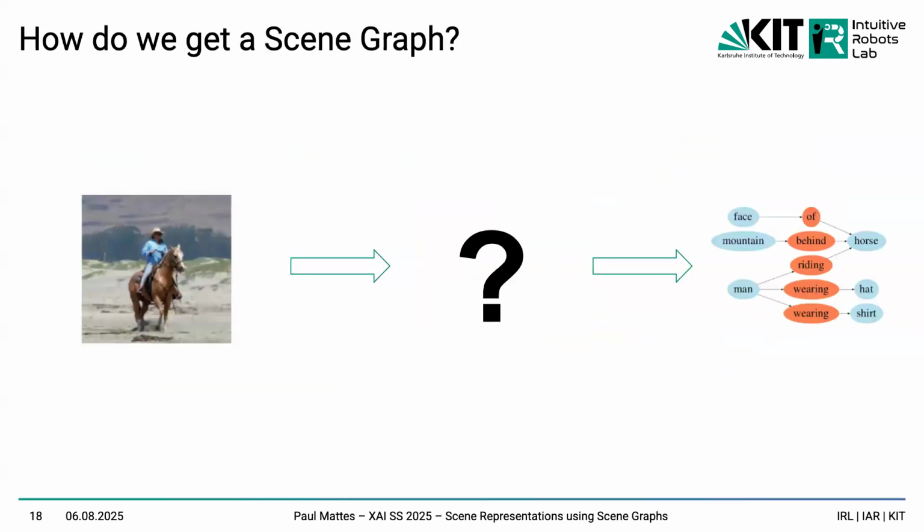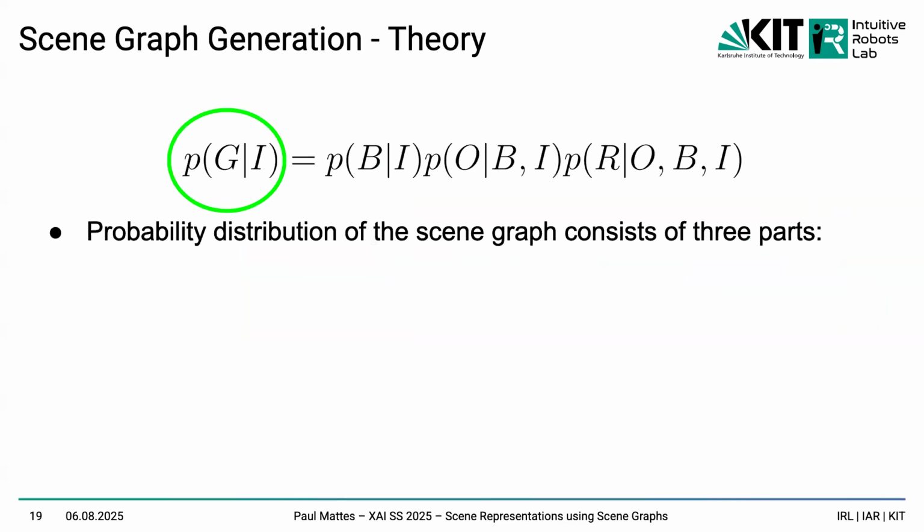But the question now is, how do we actually get there? Because sure, it's nice, image to graph, but what happens in between? It's not that super easy, right? Because we have to somehow get from images to some text-based representation. So a little bit of math, nothing too complicated. If we look at it from a probability distribution standpoint, we can say that the probability distribution of the scene graph given an image consists of 3 parts.